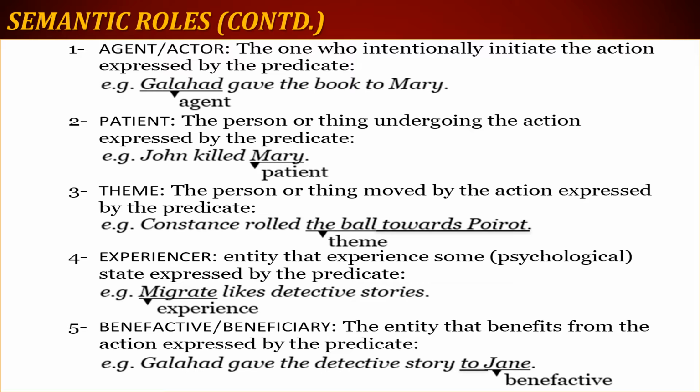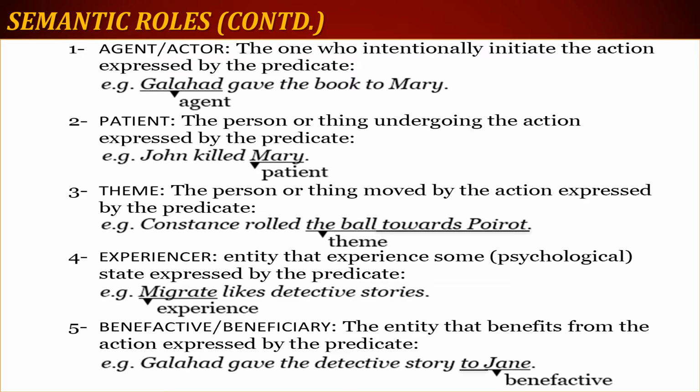Patient refers to the person or thing undergoing the action expressed by the predicate. For example, when we say John killed Mary, Mary is patient here because this is the person who has undergone the action expressed by the predicate or by the verb here. She has undergone the action of being killed done by John.